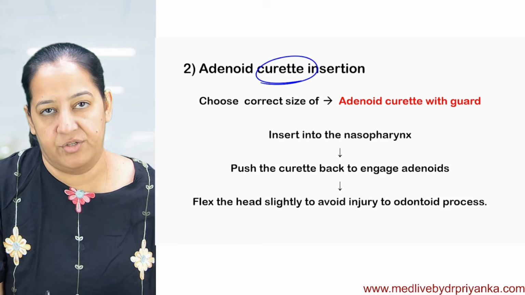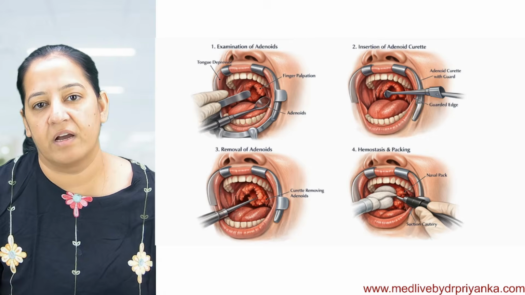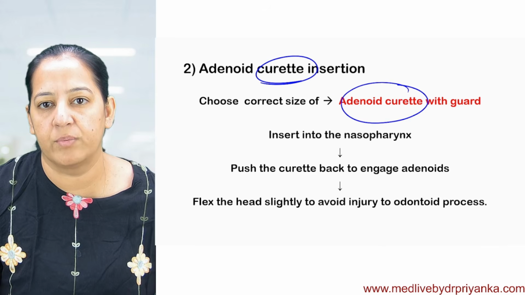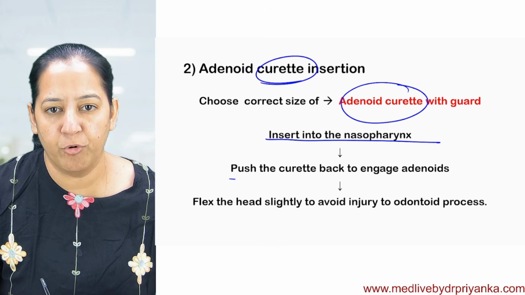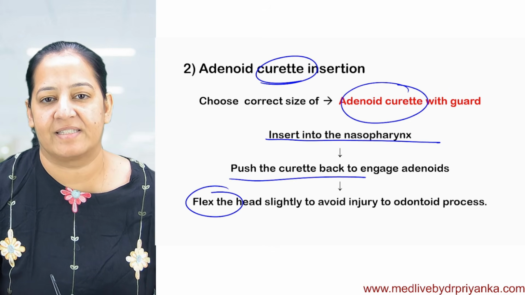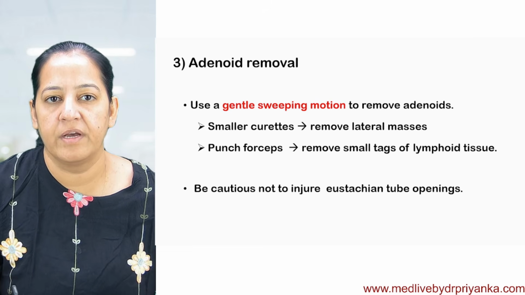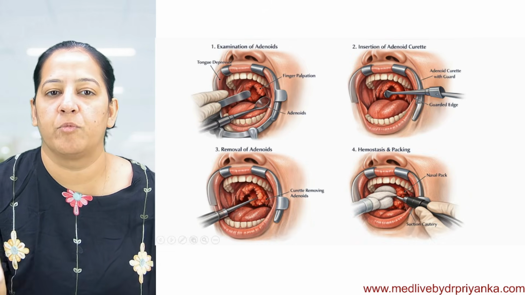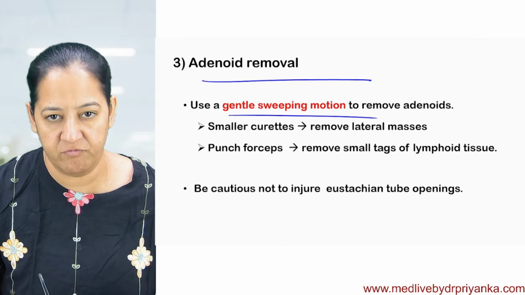Now we will do the curettage. We will do the curettage with the help of an instrument, the adenoid curette with guard. Can you see? This is the adenoid curette with a guard. We will insert it in the nasopharynx, push the curette back and flex the head. Now we will do the removal by a gradual sweeping movement.